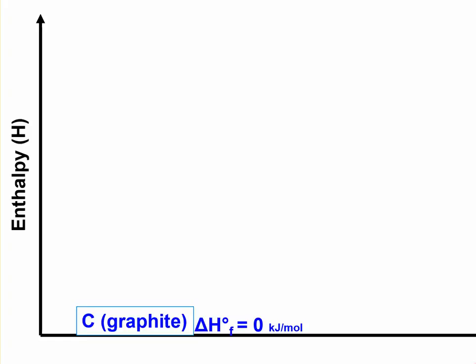Let's look at an enthalpy diagram to better understand heat of formation, delta HF. Carbon in the graphite form is the most stable form of carbon, and so by definition, we set its heat of formation as 0. Remember that enthalpy is just another word for stored energy, and on an energy diagram, higher up means less stable. So that's why carbon is down here at 0, because it's the most stable form of carbon.